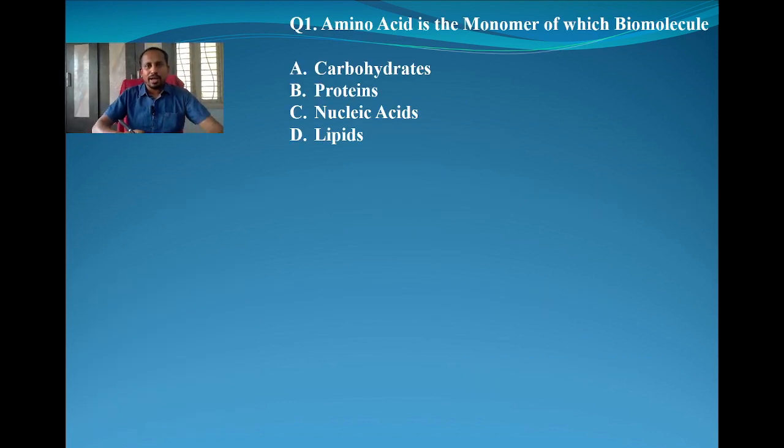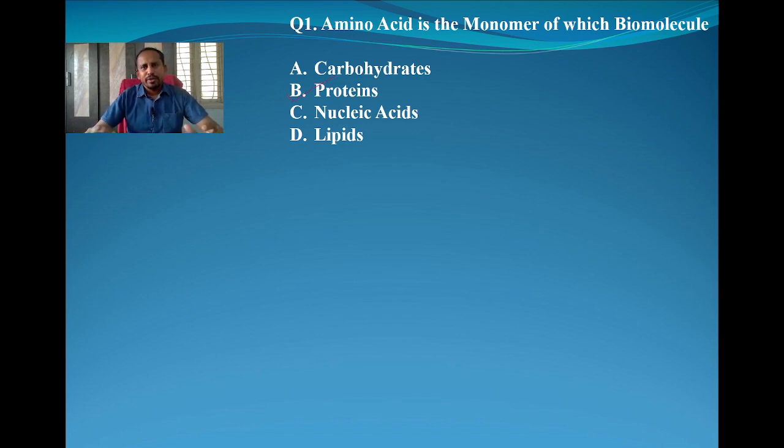Question number 1. Amino acid is the monomer of which biomolecule? The options are carbohydrate, protein, nucleic acid, lipids. Dear viewers, try to answer this question. So, if we answer this question, option B is the right answer.